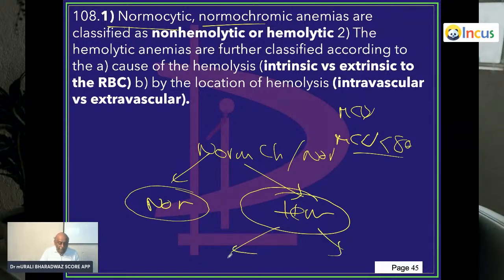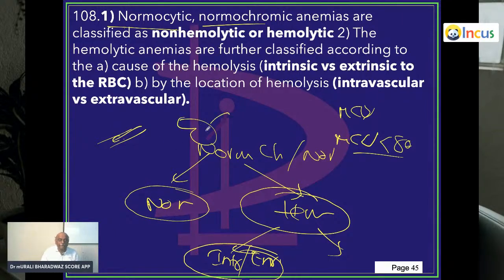Hemolytic are in turn divided into those which have an intrinsic defect in RBC or extrinsic defect in RBC, which is fundamentally one way of dividing, whether the problem is inside the RBC or outside the RBC. Another way to divide is whether the destruction of RBC is occurring inside the vessel, intravascular, or in the spleen. Then it is called extravascular.